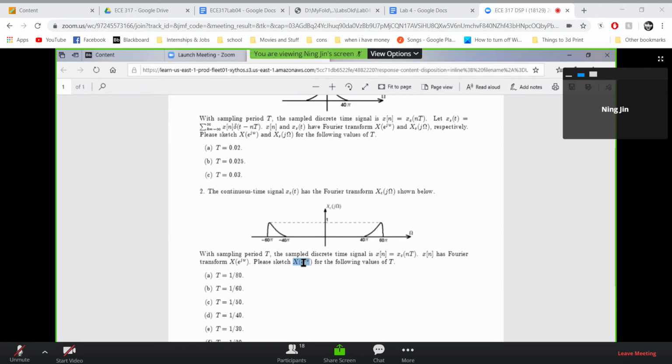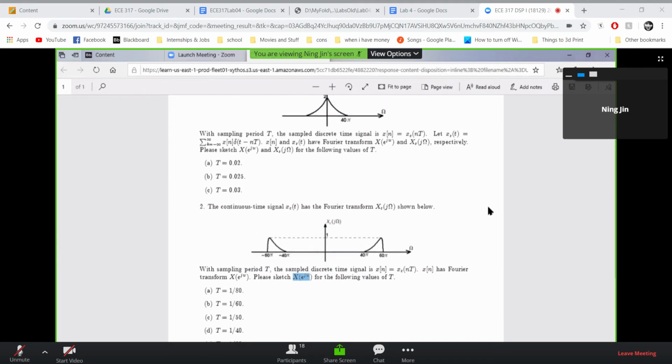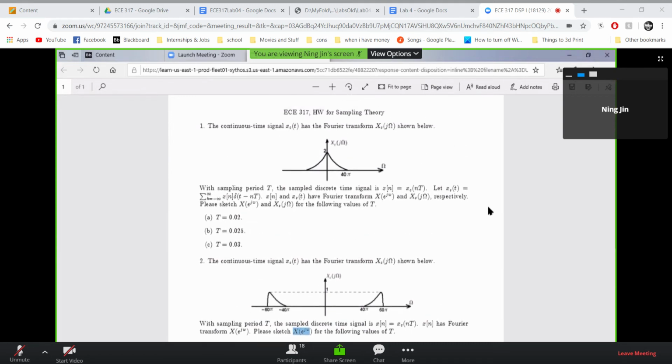Okay, second problem, we just want this capital X. This is the DTFT of the sampled signal. Similar thing, right? So both are kind of practice.